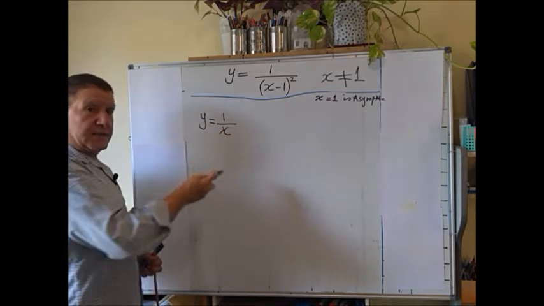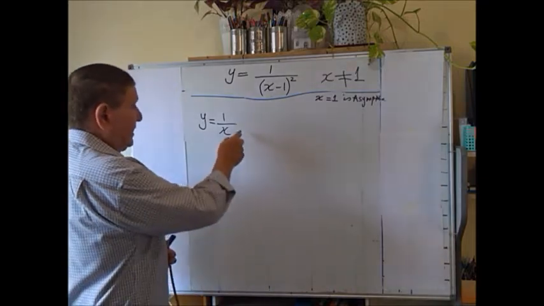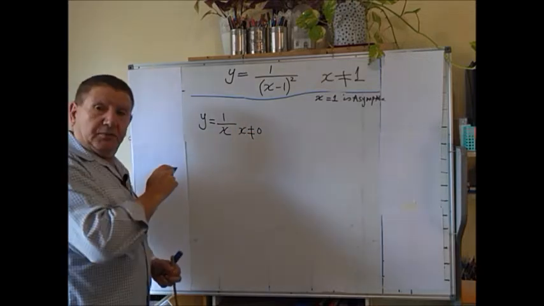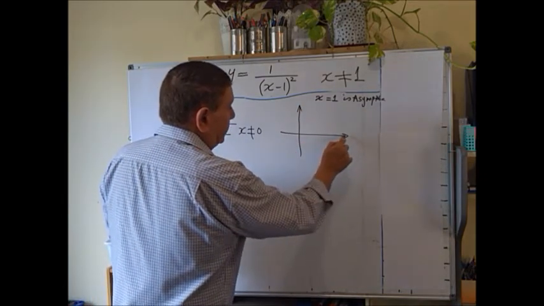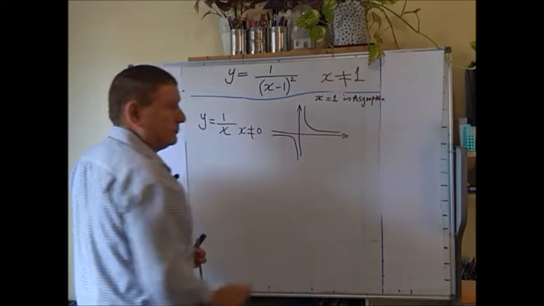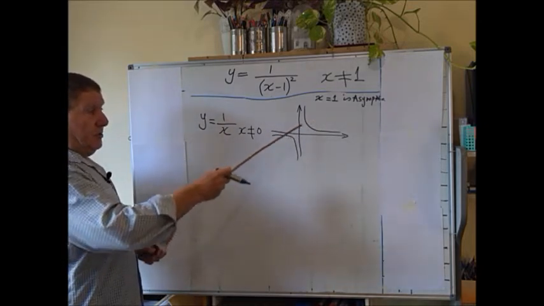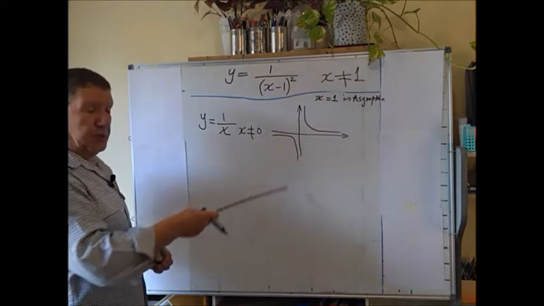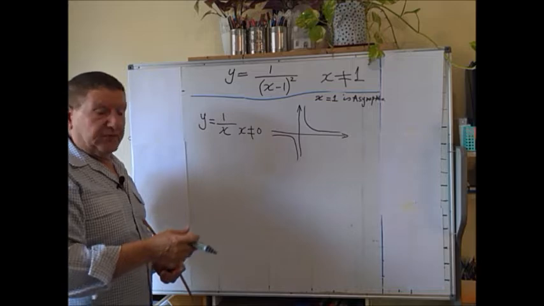As you know, this is the simple, basic hyperbola. That is, in this case, x is different from 0, again because we can't divide by 0. And the graph of a hyperbola, I guess you know. It looks like that. This is a simple hyperbola. It means two sections. One is positive, above the x-axis, and one is below the x-axis on this side, for negative values of x.